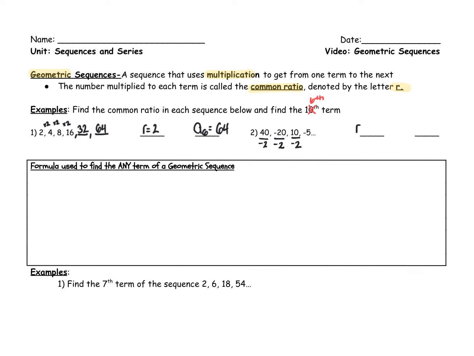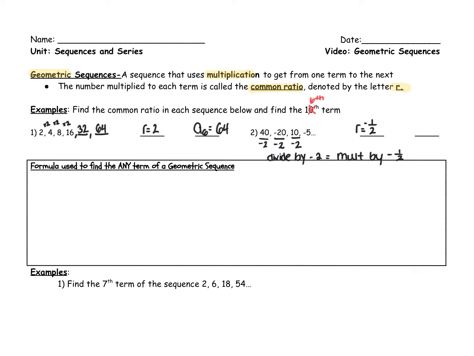So my common ratio, we can't say divided by, so we have to use multiply. So we're going to say we're multiplying by negative 1/2. So dividing by negative 2 is the same thing as multiplying by negative 1/2.